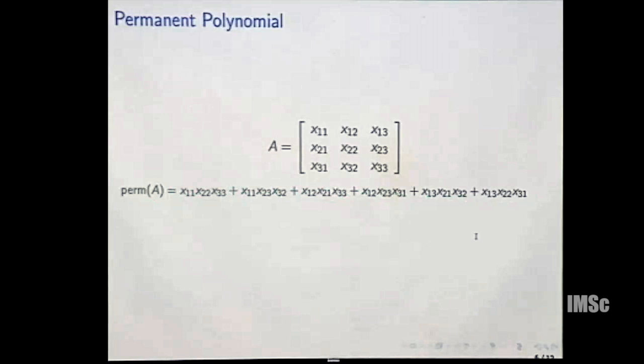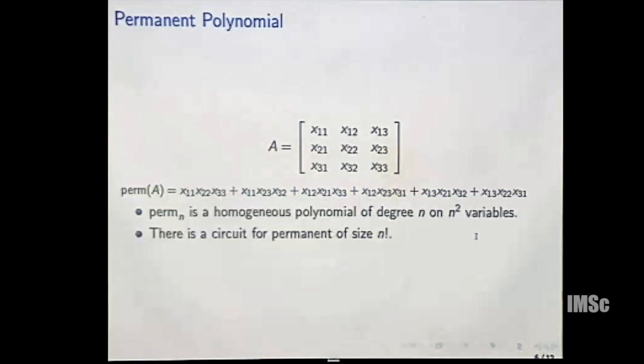So how many monomials does the permanent have? N factorial. So there is another circuit of size n factorial for the permanent, which is also a homogeneous polynomial of degree n in n squared variables. Everything is the same. So now the question is, can we do something like what we did last time to compute the permanent? Some sort of an inductive argument.